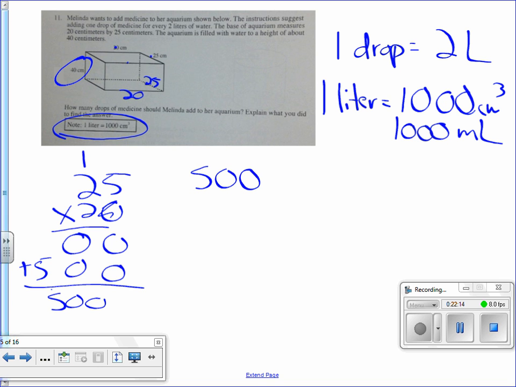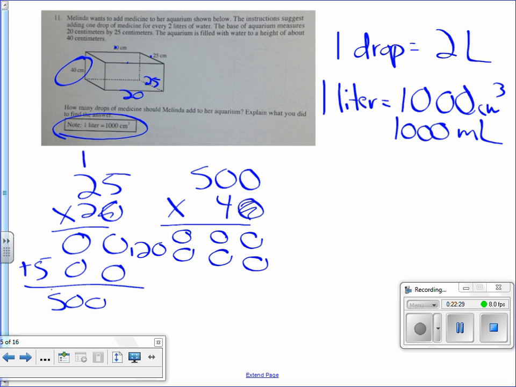My height is 40, so 500 times 40. I could do this mentally, but I'm just going to work it out. 0 times 0, 0 times 0, 0 times 5. Place value holder, 4 times 0, 4 times 0, 4 times 5 is 20. Add these up. We have 20,000 centimeters cubed. The question's not asking what the volume is.